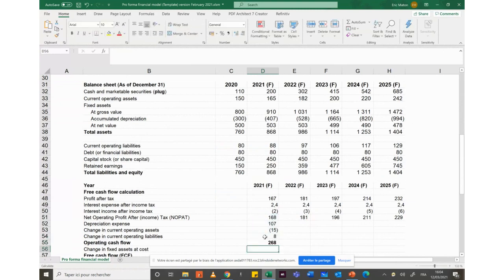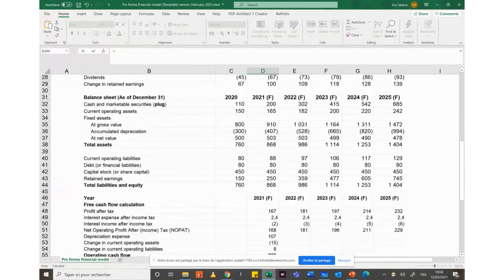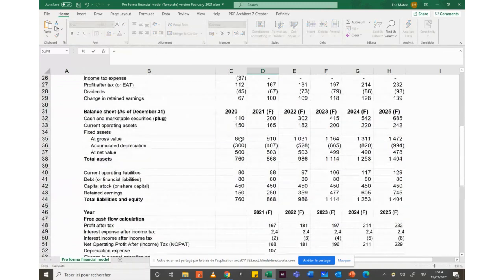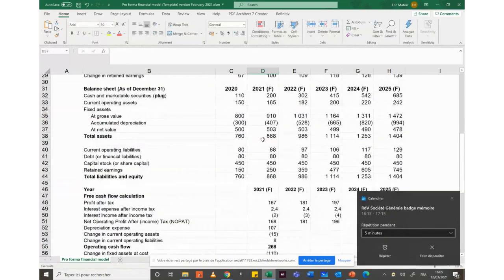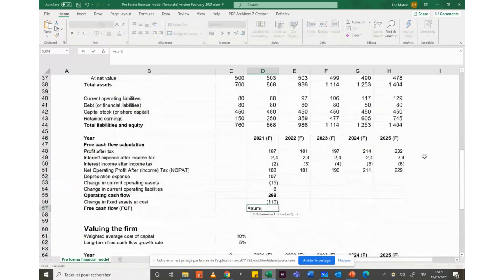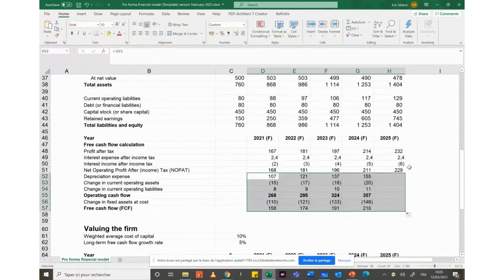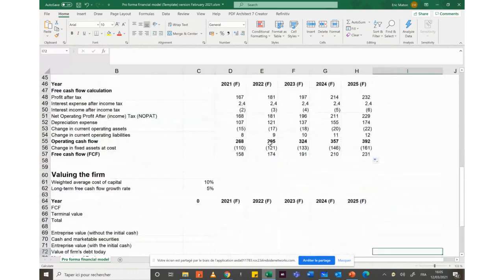The change in net capex is opening minus ending value. So if I increase, it's because of the net capex. The free cash flow now is the sum of the two. Now I can use all this information for the other years. Now I have the free cash flow per year, but only for 5 years.